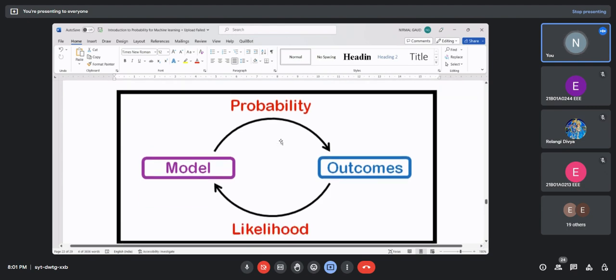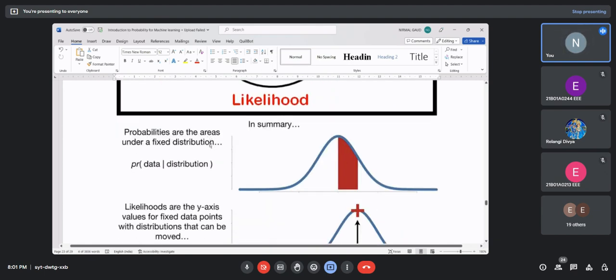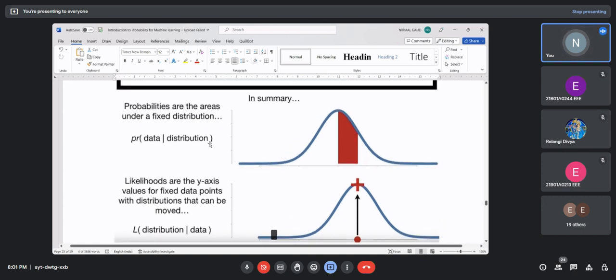Here is a probability model of outcomes. Here is a likelihood. Fine. What next is to be done in this? Let's check the difference between these two on the basis of the diagram.